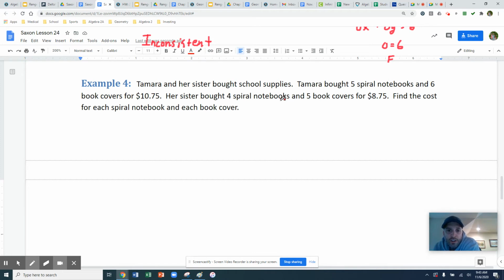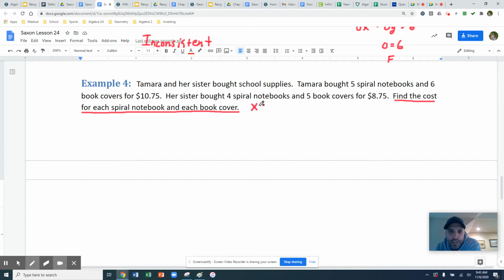Her sister bought 4 spiral notebooks and 5 book covers for $8.75. Find the cost for each spiral notebook cover. Whenever I'm doing a story problem, I always look at this last sentence. And the first thing I'm going to do is identify the variable. What we're trying to find is going to be the variable. That's going to be the unknown.